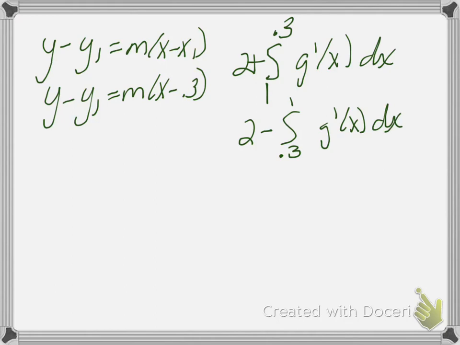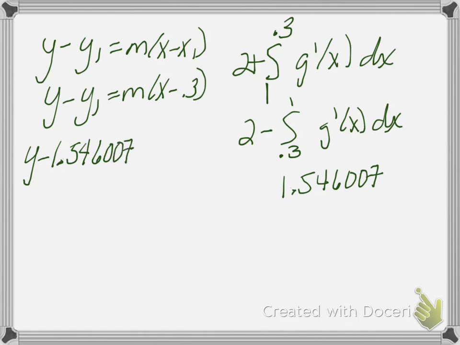And we're going to get that. Okay, so you're going to put this into your calculator, and you're going to get 1.546007. Okay, so that is your y value. So y minus 1.546007. I know that's kind of long. You probably don't need all those numbers. Equals m times x minus 0.3.